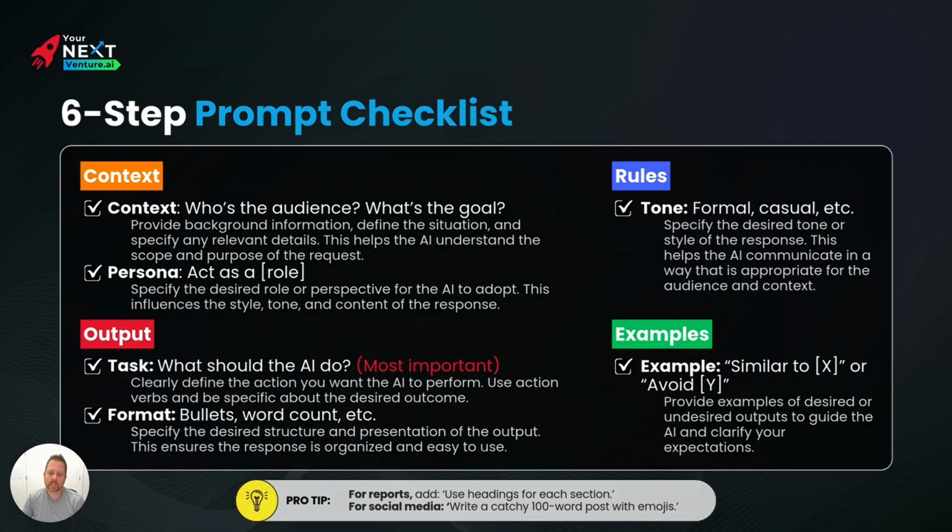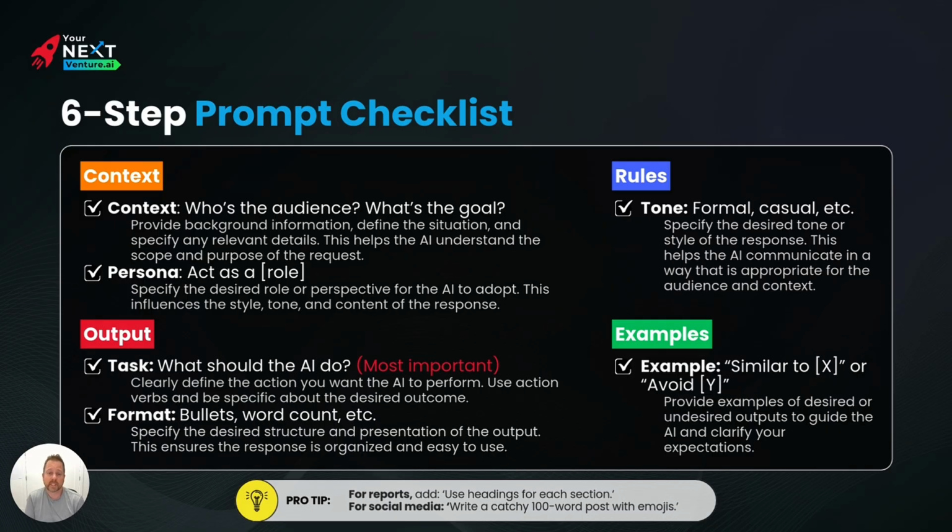Now, rules. This is about fine-tuning the style. A legal brief needs formality. A social media caption can be playful. Just use a casual tone or keep it strictly professional. Least critical, but helpful. This isn't always mandatory, but it prevents mismatches. For example, avoid slang or I'm writing in British English or American English.